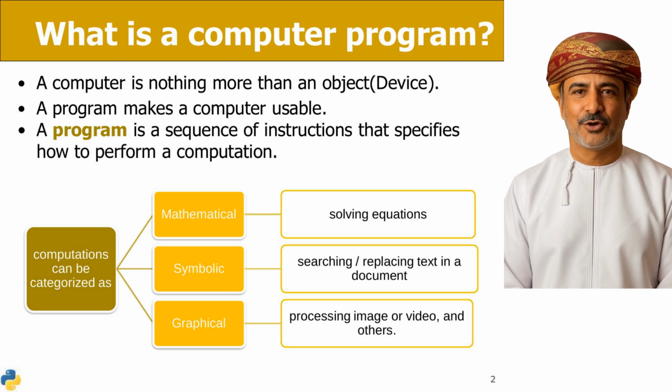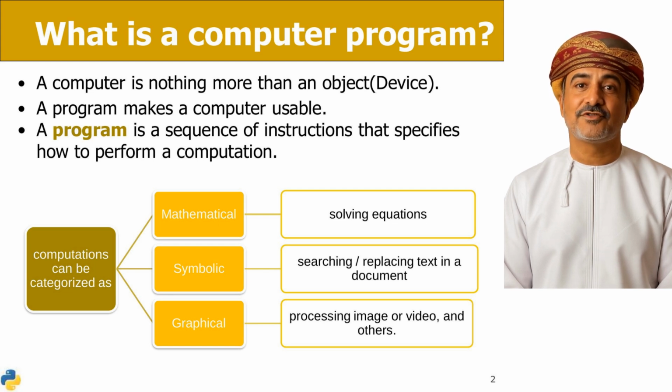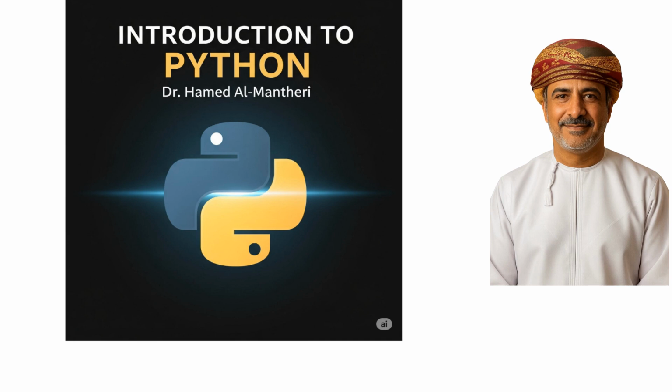A computer program is a sequence of instructions that enables a computer to perform computations. These computations can be mathematical, like solving equations, symbolic, such as searching or replacing text, or graphical, involving image or video processing. Programs transform computers from mere devices into powerful tools for various tasks.